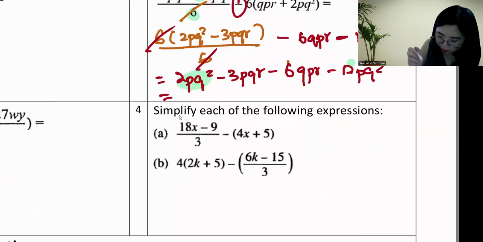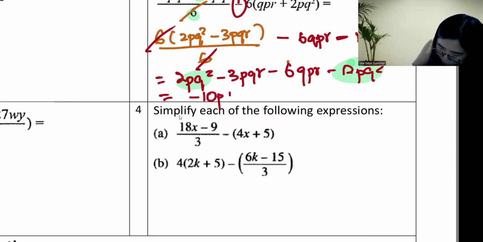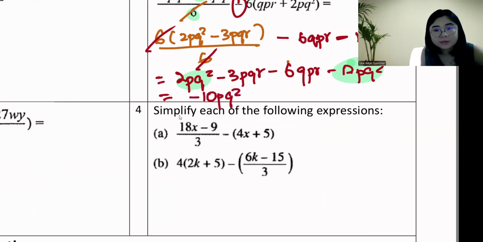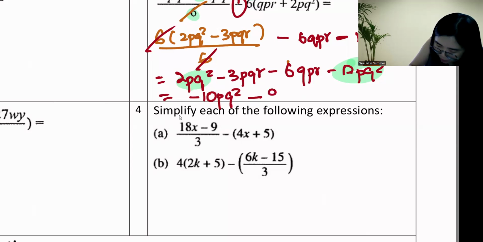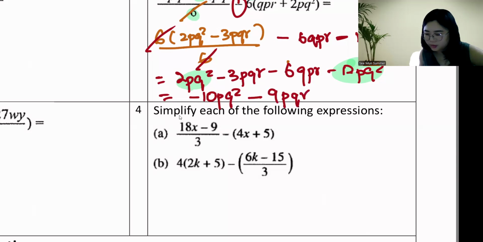Okay, so now we continue. Again, 2pq, we group them together. So 2 minus 12pq squared will be negative 10pq squared. Correct? And then in the middle, negative 3pqr minus 6, it will be negative 6 plus 3 will be 9pqr. They are the same. Okay? Correct?